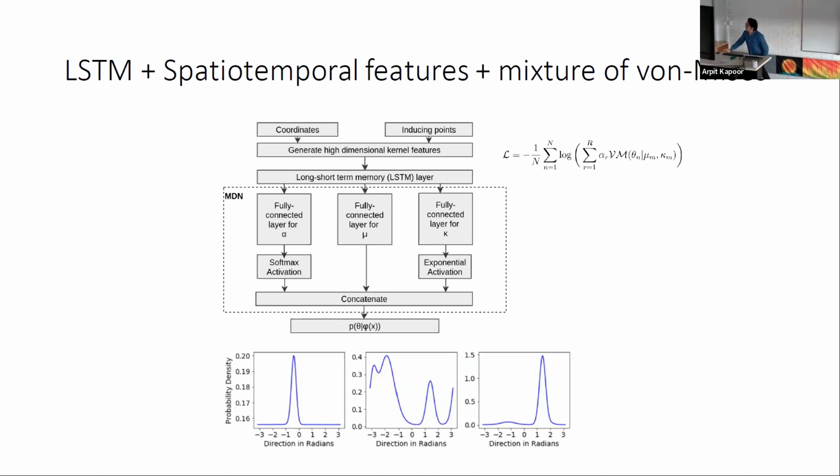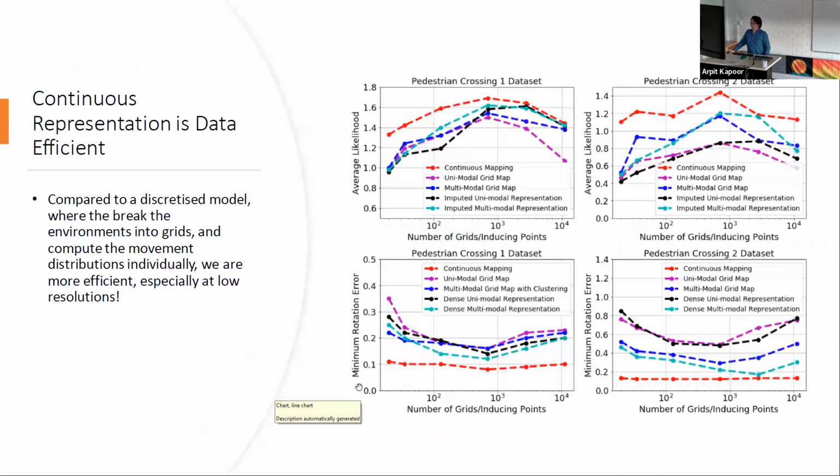So there's this really nice distribution called the von Mises distribution that actually wraps around. And these are the types of predictions that you would get that live in the valid support. So in this case, we see that this continuous representation is data efficient.